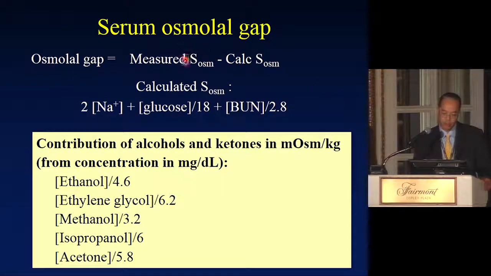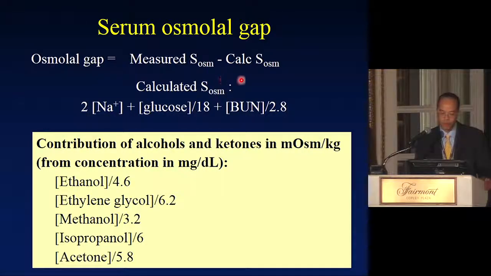When there's a big difference between the serum osmolality that you measure in the lab and the one that you calculate from this, it must mean that there are other things making a significant contribution to the osmolality that you don't have in this formula. Some of the things that we know of are alcohols, things like ethanol, ethylene glycol, methanol, and so on.